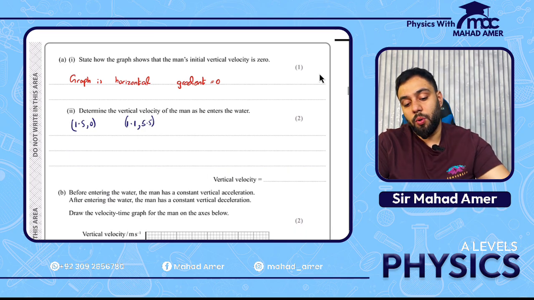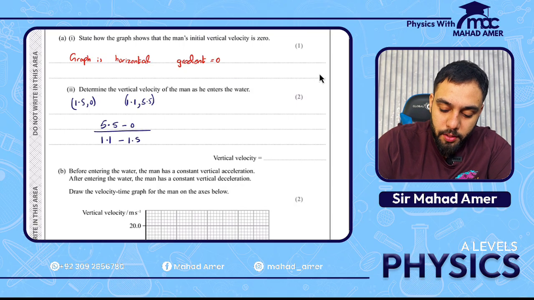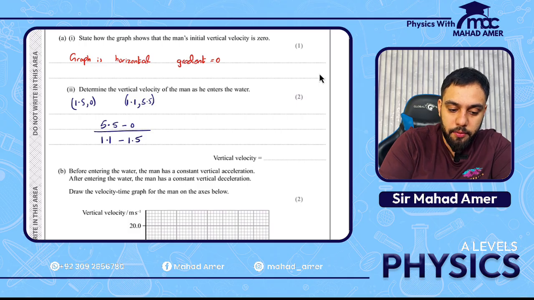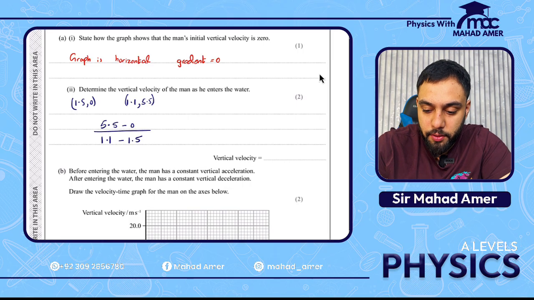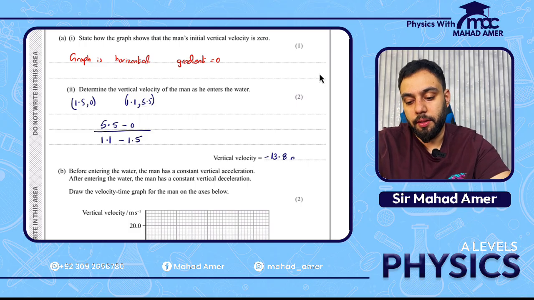All right. Well, my answer would be coming in negative, since the graph is like a negative gradient curve. So my answer would definitely be negative. And what would my answer be? It would be negative 13.75, so negative 13.8 meters per second.